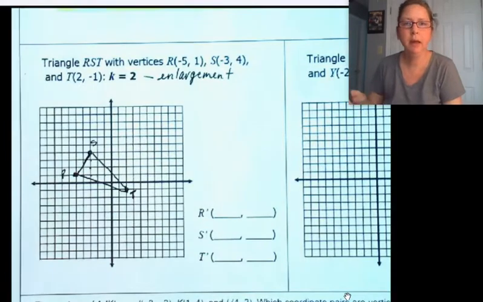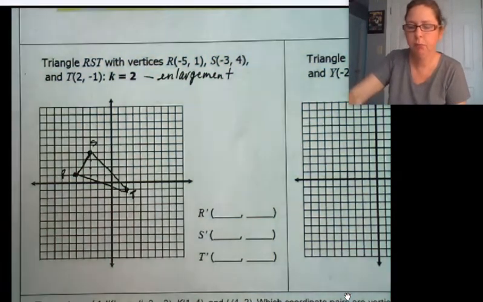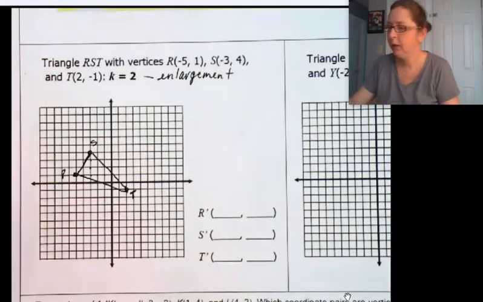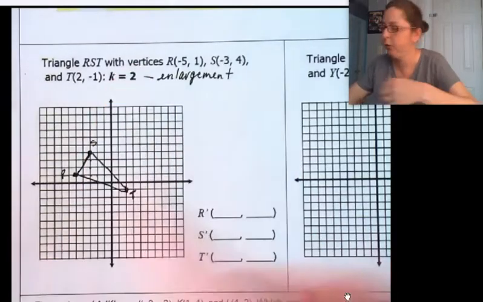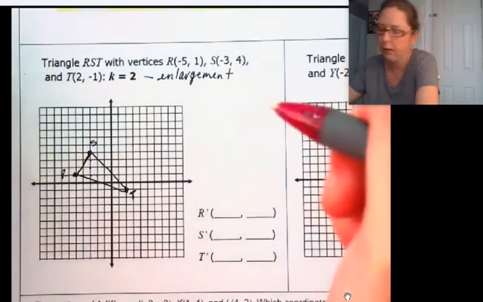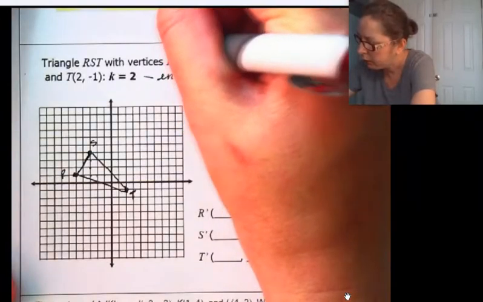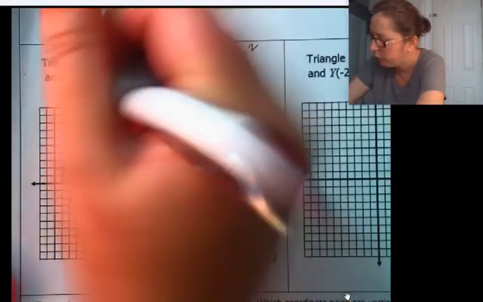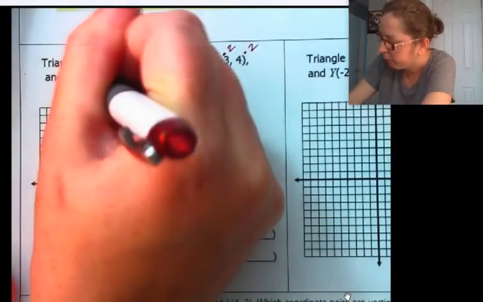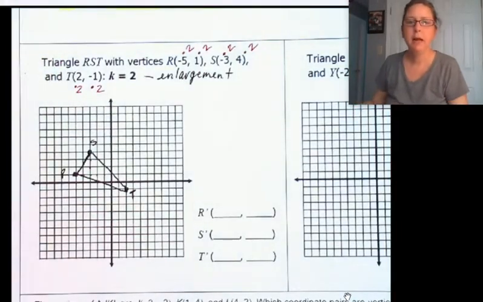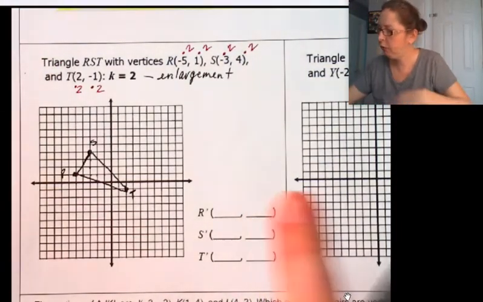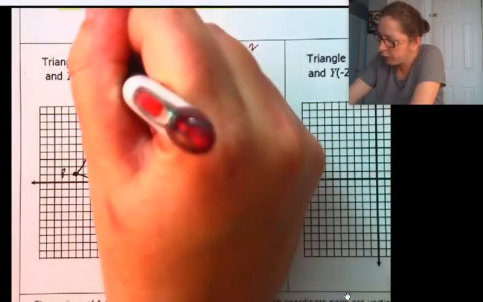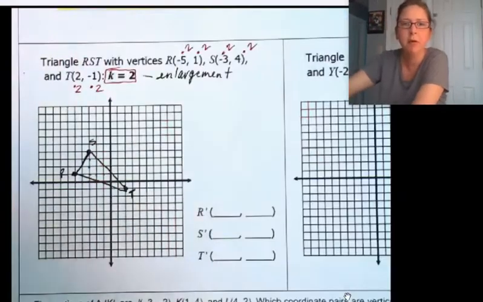So we are going to take each of these ordered pairs and we're going to have to multiply all the values in all the ordered pairs by the scale factor of 2. So I'm going to kind of show my work like this, okay? I need to multiply everything by 2. So there we have it, okay? Now I'm going to actually do that multiplication and fill it in down here, okay? So my scale factor is 2, so that's why I multiplied everything by 2.